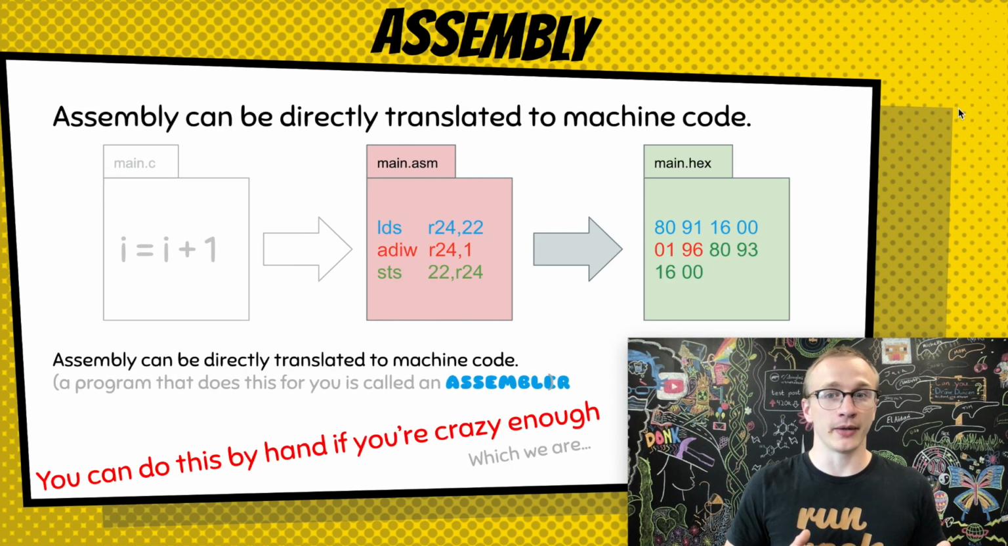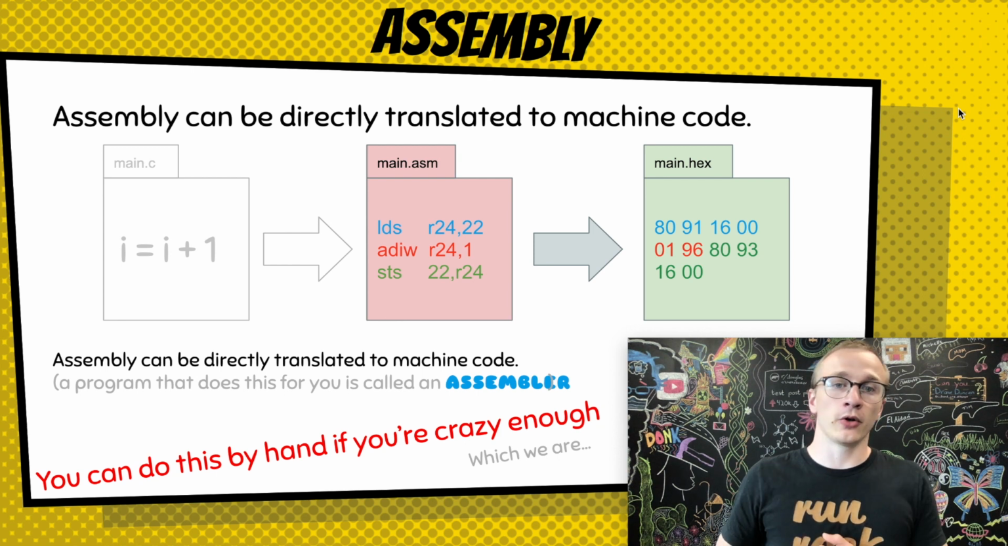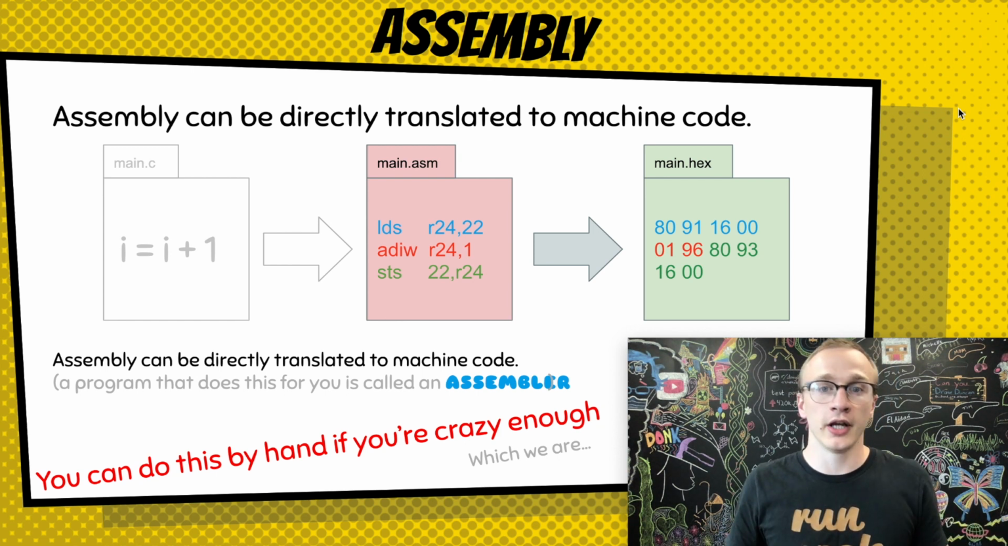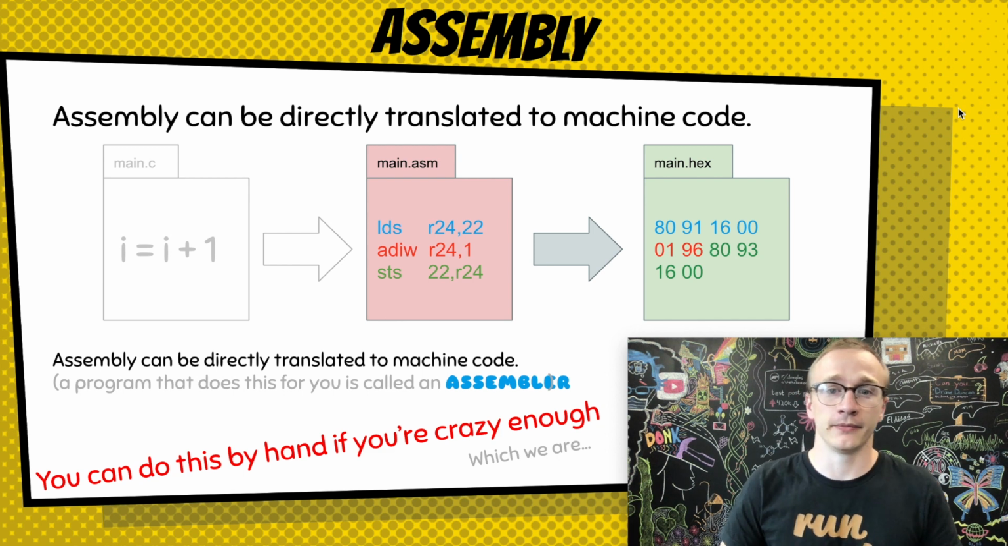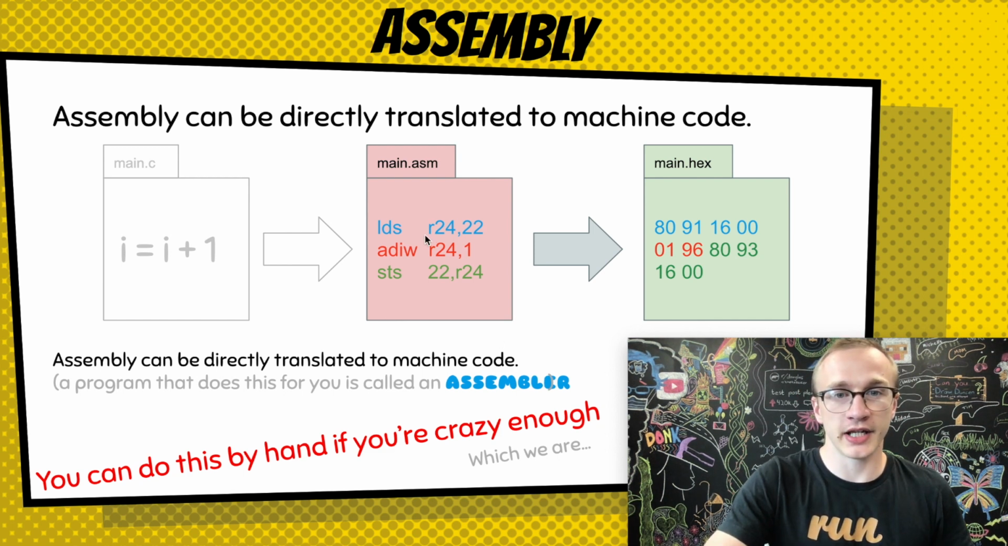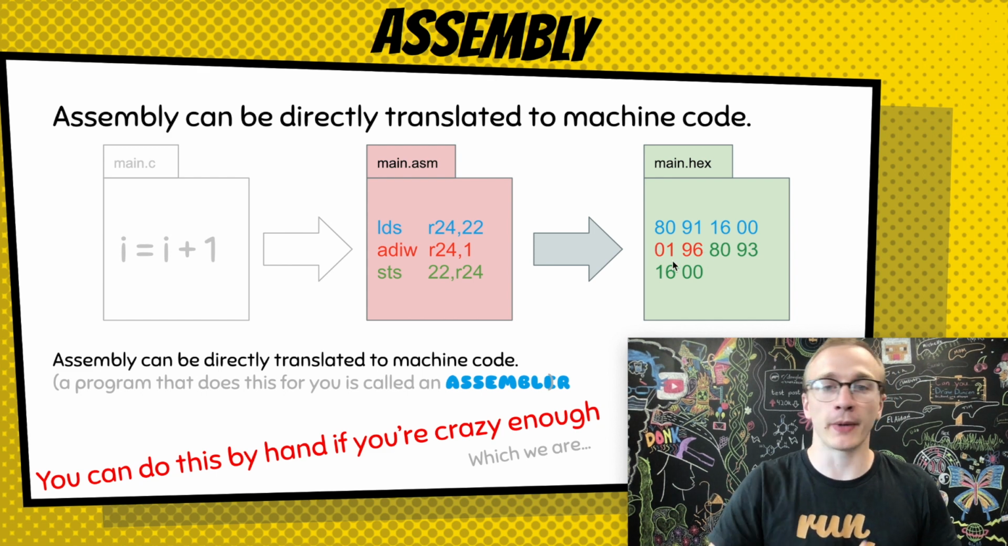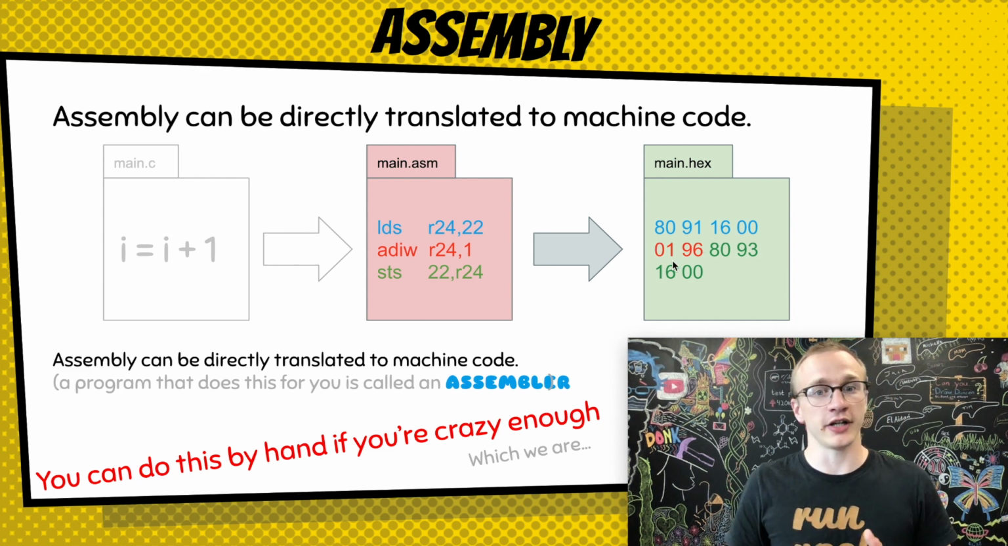After you've got that in assembly and you've figured out what instructions you want to do, it's extremely easy to translate that into machine code, which are the ones and zeros that make your microcontroller tick. The program that converts assembly code into machine code is called an assembler, and this is something that you can really do by hand. What we're going to do here is take this ADIW instruction and convert it into its machine code, which is a result of 0196, and we're going to do this by hand by referencing the AVR datasheet.